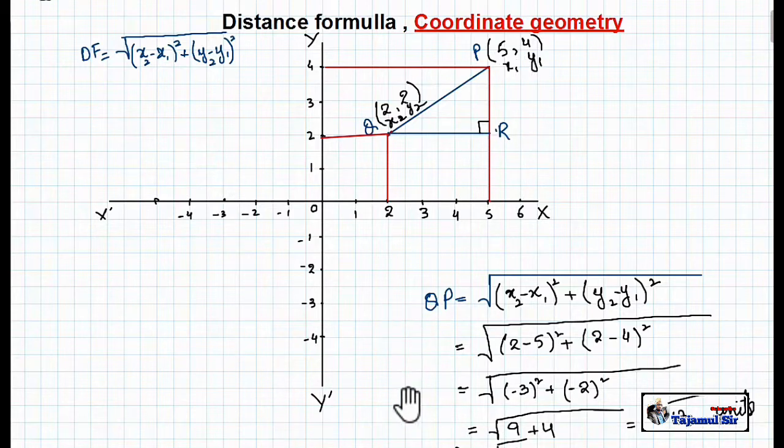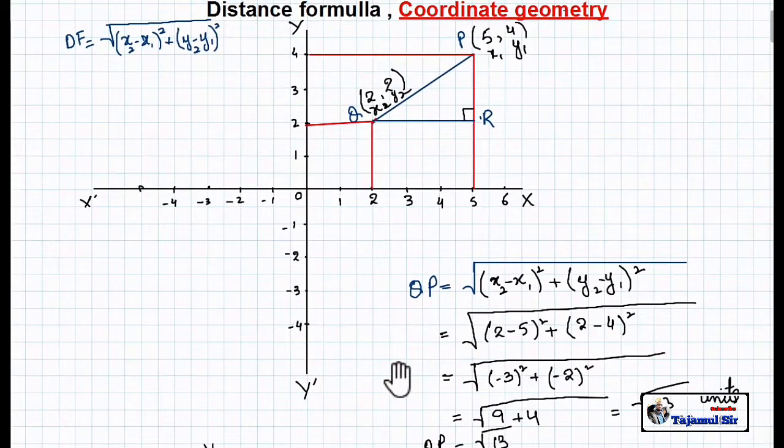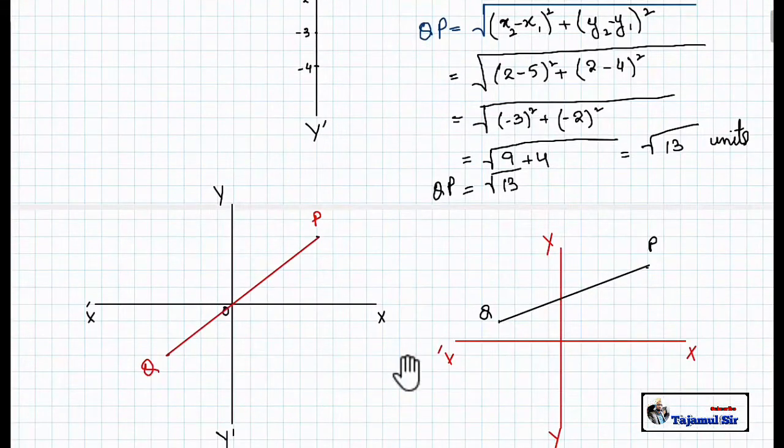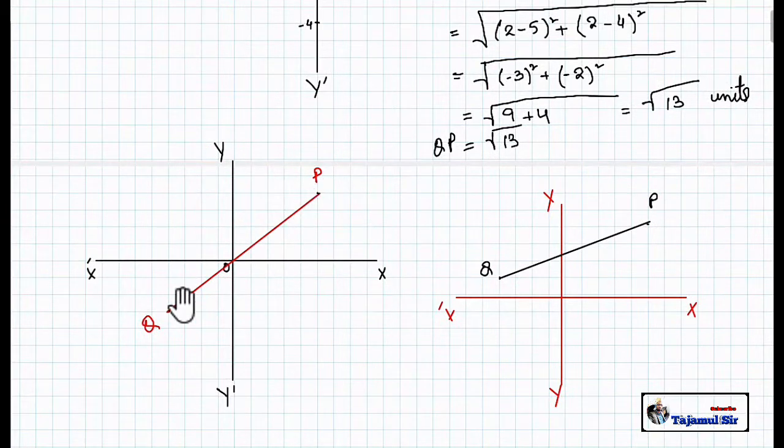How can we find out the distance between 2 points? Here I explained and found the distance between 2 points P and Q by the distance formula. Now similarly, if I draw another 2 points on a graph, this is P and this is Q. Suppose you are required to find the distance between these 2 points, how can we find it?